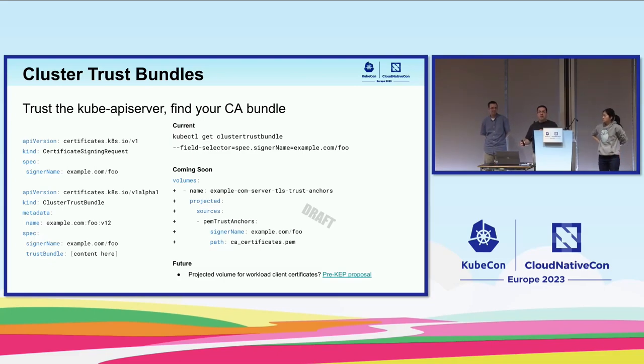You'll be able to either get ones that already exist, if they get published, or you can create your own signer and say, for my app, I want to sign requests with this signer. I'll have some mechanism for doing it. Now, further in the future, there is a plan to actually have a way to identify individual workloads. And it's at a pre-KEP stage.